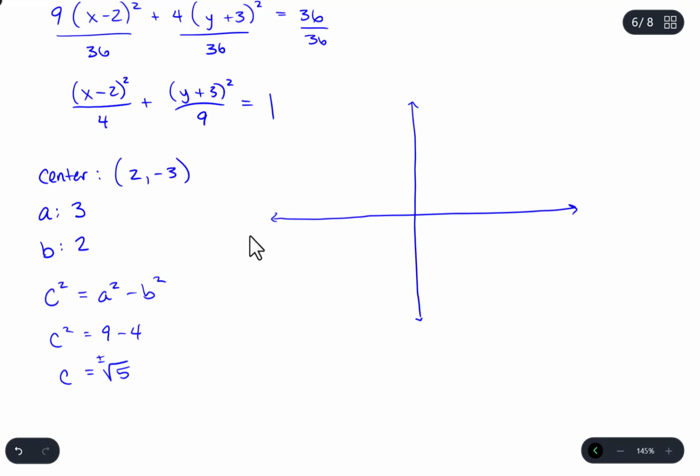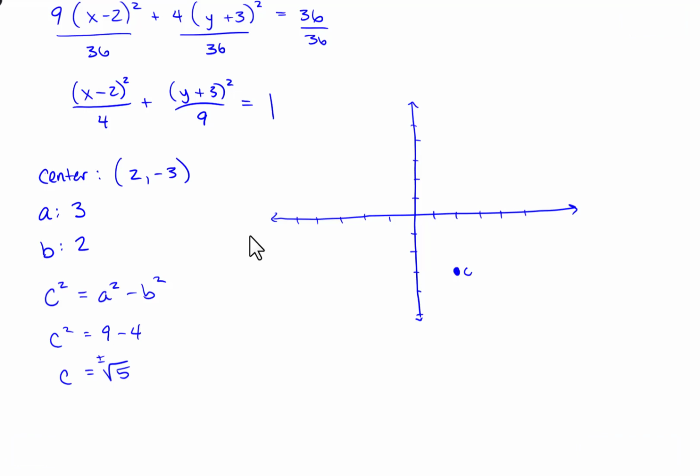So let's go ahead and start plotting some things on here. So 1, 2, 3, 4, 5. 2. That should be sufficient. All right. Center is at (2, -3). So 2 on the x, -3 on the y. So there's my center.